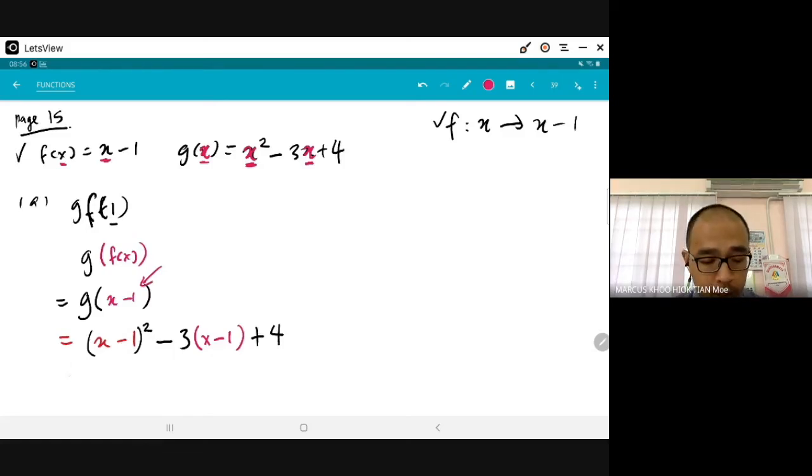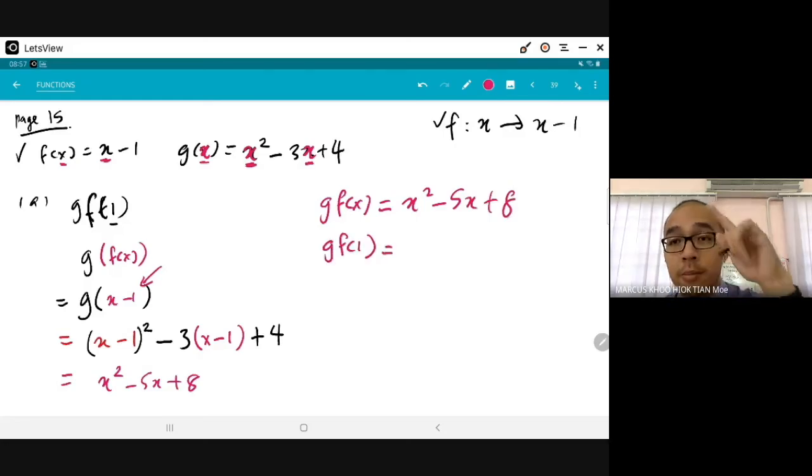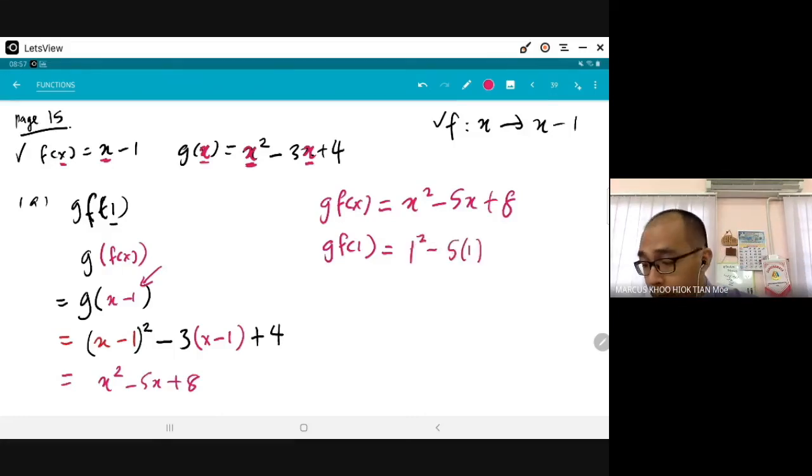Okay, so sampai di sini, this is a simple one. Kamu expand macam biasa. So you will, kalau kau ikut textbook kan, you will finally get x squared minus 5x plus 8. Tapi soalan bukan minta gf(x), dia minta gf(1). Okay, so gf(x) is x squared minus 5x plus 8. So, kalau gf(1), okay, kita substitute the number 1. Okay, so I get 1 squared minus 5 times 1 plus 8, which will give me the answer 4.